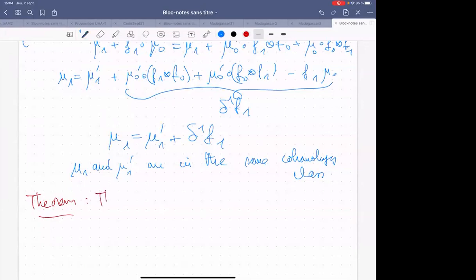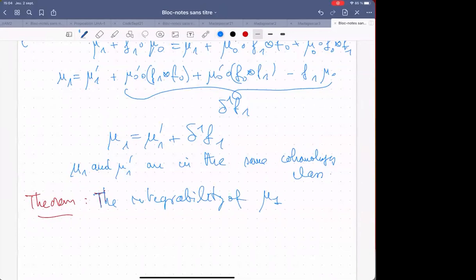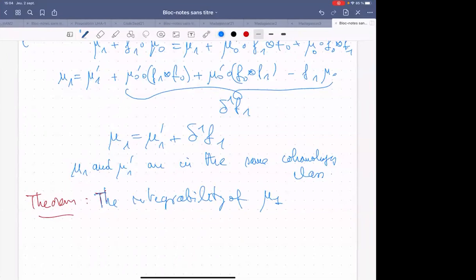The integrability of mu1 or mu_p depends only on its cohomology class. Okay. Then if you take another element in the cohomology class, you get an equivalent deformation. I stop here. Thank you very much.